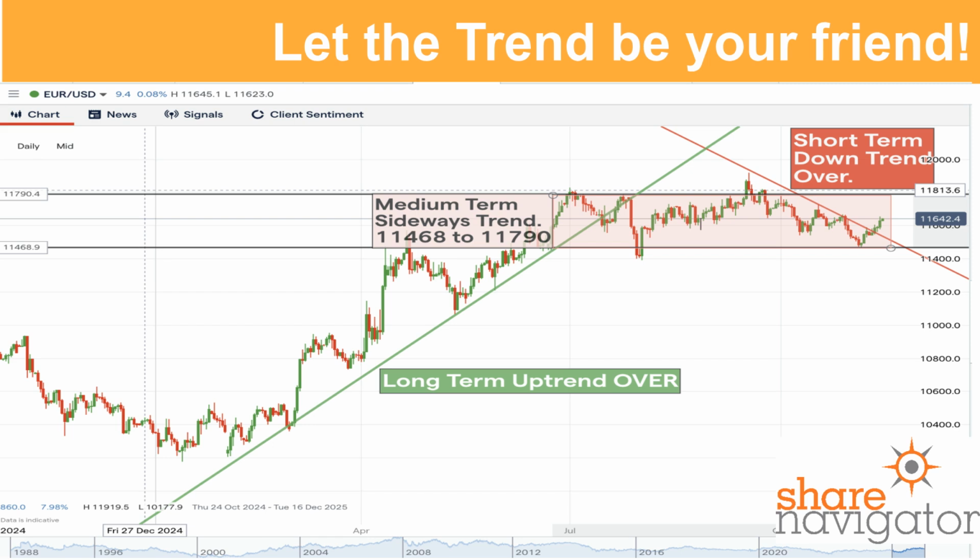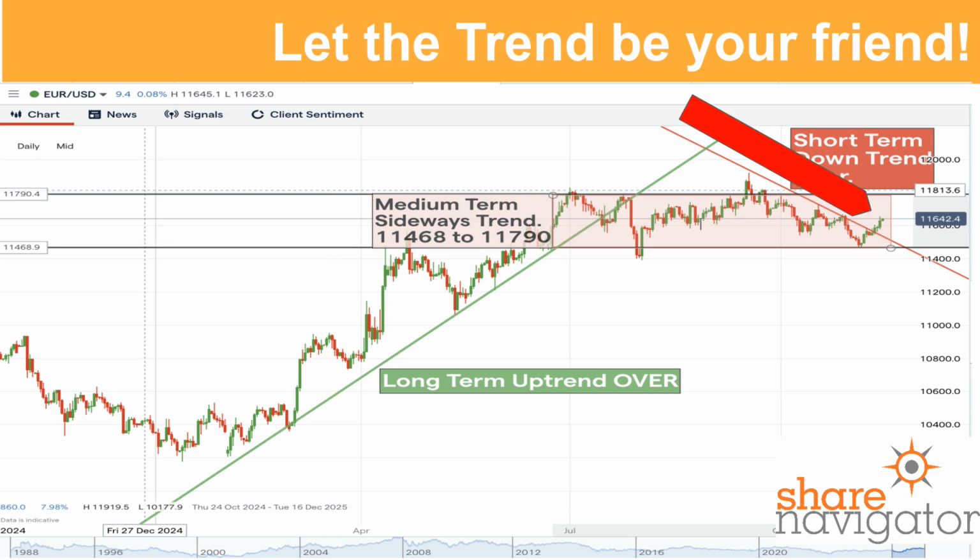We've got to establish a medium or longer term trend first before we start looking at some of our short term trades. So, as an example, here you're looking at the euro dollar chart, and as you can see, we had a series of higher lows and higher highs that has ended. So that long term uptrend is over and it's represented by the green line. Now you can see the euro dollar has gone into a medium term sideways trend ranging from 11,468 to 11,790.